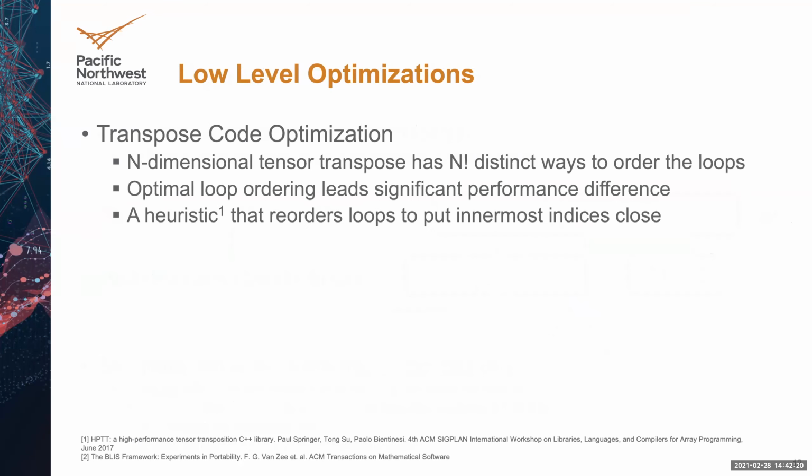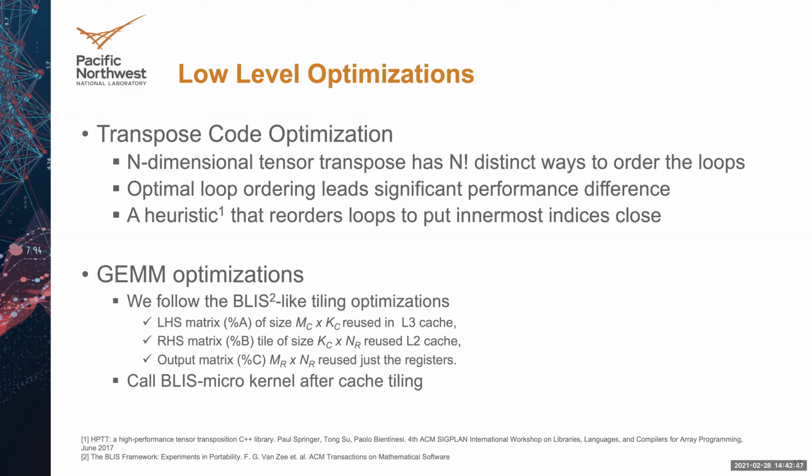And going to low-level optimization, after the TTCG, we have two main operations in our compiler, transpose and GEMM. So we focus on how we can optimize these operations. For the transpose, we use a heuristic that comes from the HPTT library to pick the loop ordering when we lower the transpose operation. And for the GEMM, we leverage the state of the art coming from the BLIS library, how we can do the tiling to increase the data locality and to be able to use the caches better.